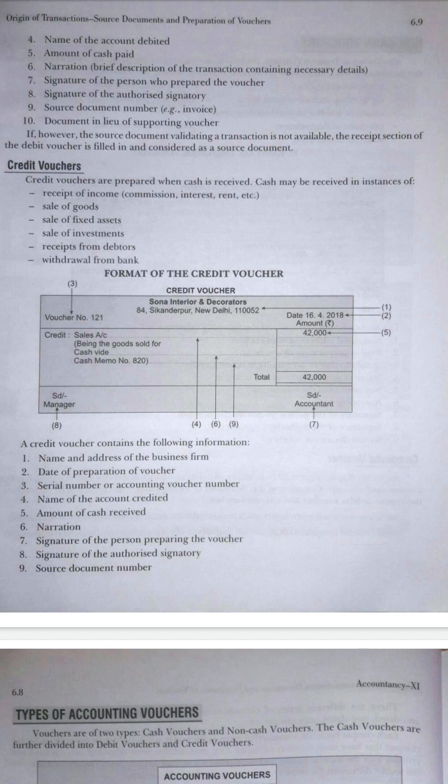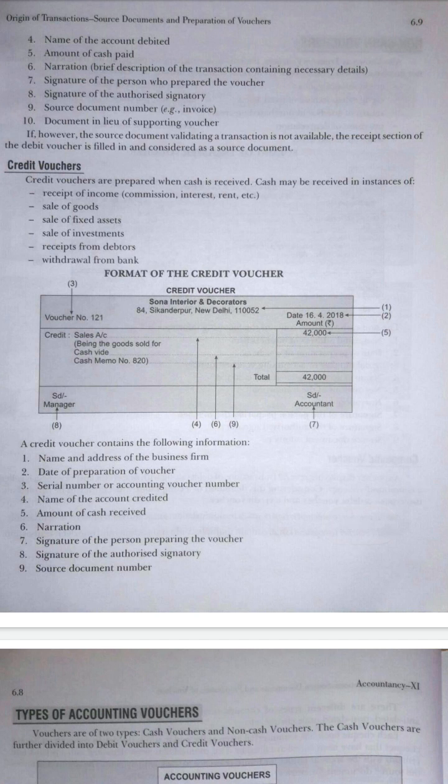A credit voucher is prepared only when cash is received. It may be in the form of commission received or interest received. Sale of goods means the amount is coming inside. Sale of a fixed asset means the amount is coming inside. Sale of investment is also coming inside. Receipt from the debtors also means cash is coming inside. Withdrawal from the bank means we are withdrawing the amount, so it is coming inside.